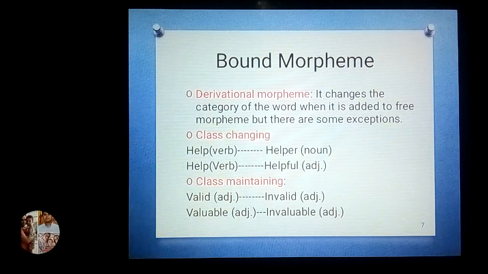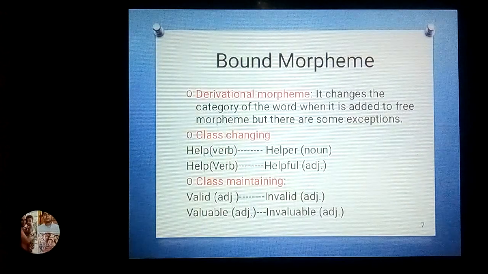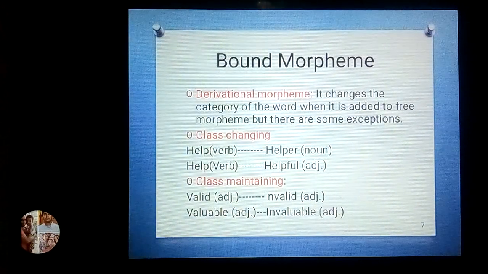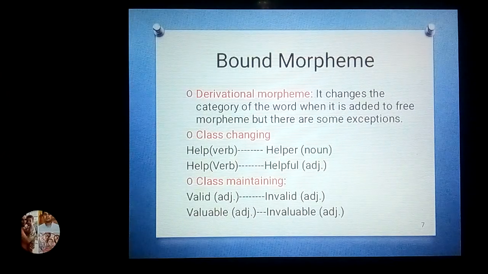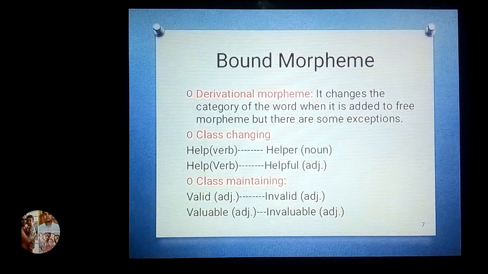Here, when in is added before the word valid, it becomes invalid. When in is added to the word valuable, then it becomes invaluable, which is also an adjective. So they don't change grammatical category of the word.